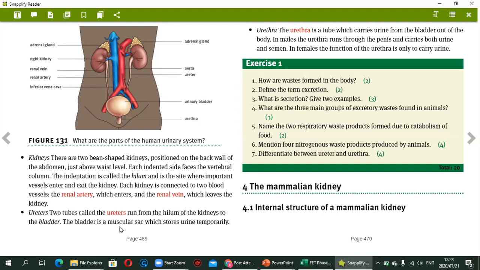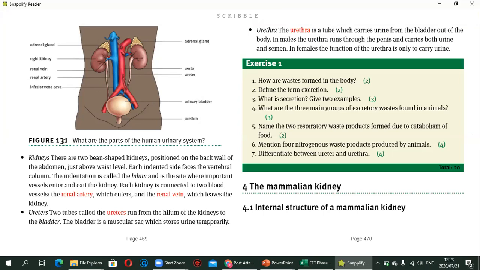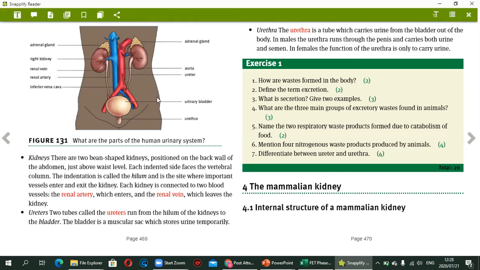The bladder then is this muscular sac which stores urine temporarily. So it stores it temporarily. That's why I kept on emphasizing, if you feel you need to use the toilet, then go use the toilet. You can't hold it for too long. It's only meant to hold it temporarily.